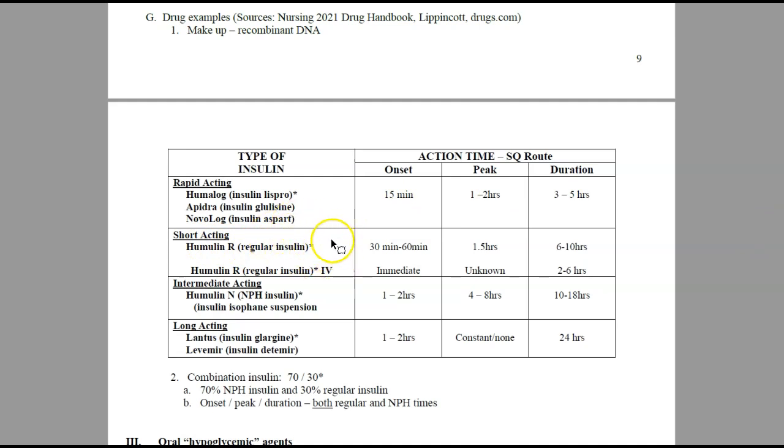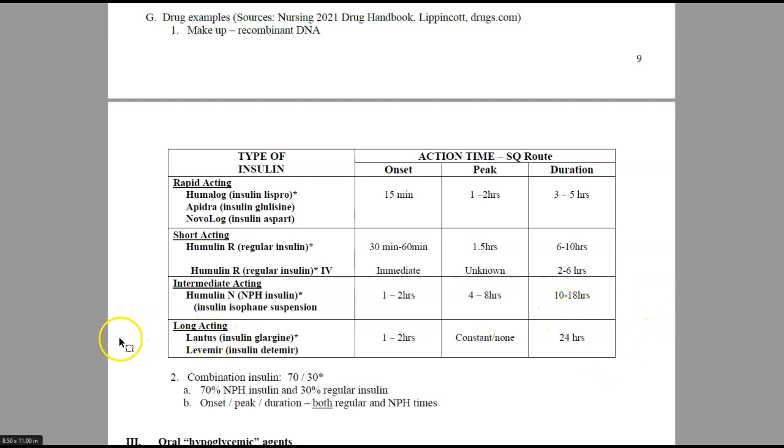So we're talking here about sub-Q. Don't worry about the IV for now. Sub-Q regular insulin, the onset is 30 to 60 minutes, the peak is 1.5 hours, and your duration is 6 to 10 hours. Now, your intermediate acting, which is your NPH insulin, the onset is 1 to 2 hours, and peak is 4 to 8 hours. Duration is 10 to 18 hours.